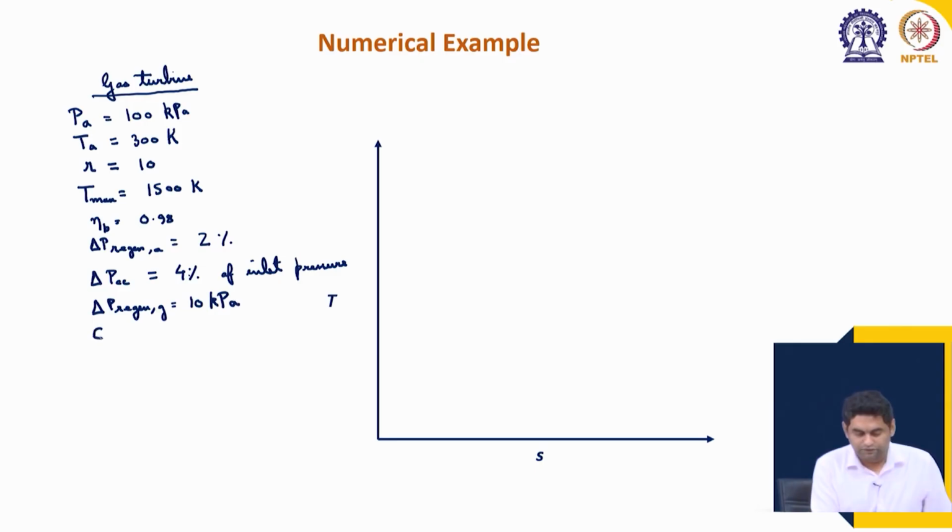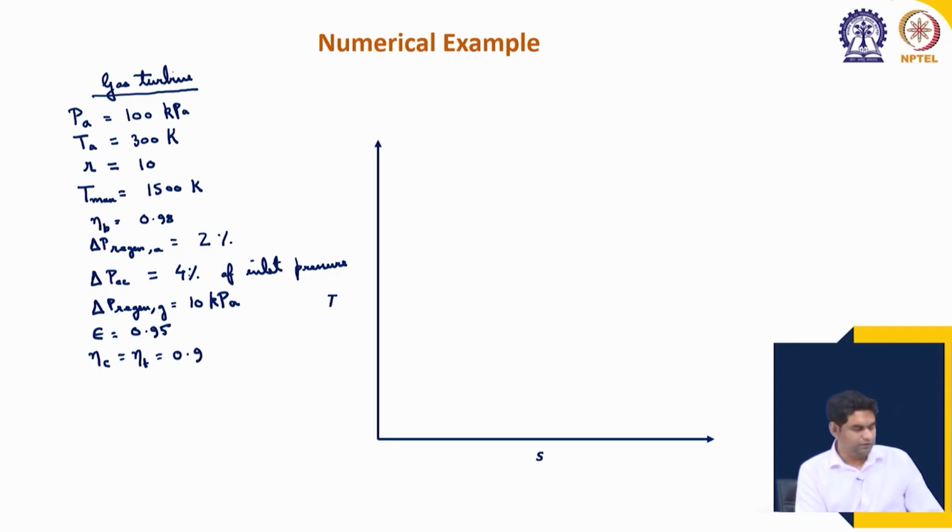Then we have a regenerator effectiveness of 0.95, and the isentropic efficiencies of turbine and compressor are also given, equal to 0.9. Let us summarize again. Ambient conditions are known, pressure ratio is given, turbine inlet temperature is given, efficiency of combustion is given, and all the pressure losses are given. Then the regenerator effectiveness and the isentropic efficiencies of compressor and turbine are given.